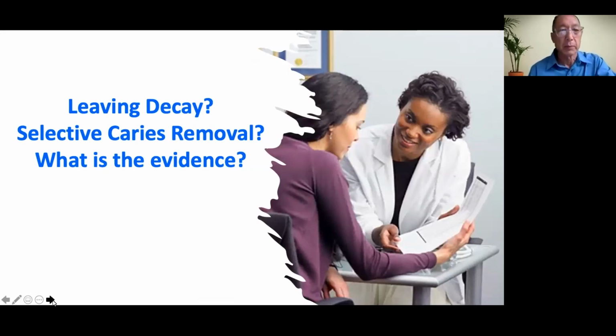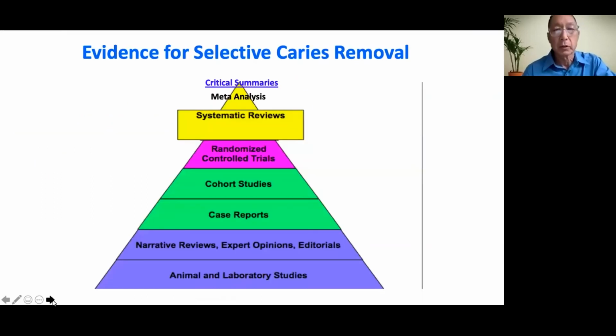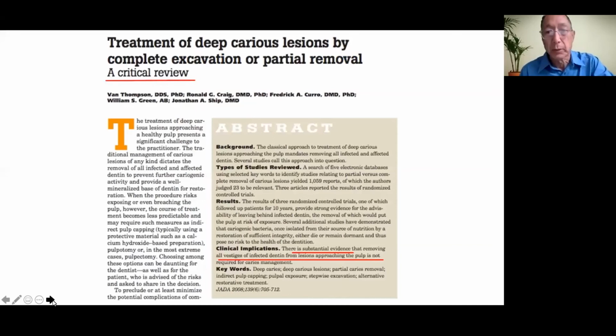He uncovered this about selective caries removal and cleaning the perimeter of the lesion by 2 millimeters. And so I'm going to just show you the level of evidence for that is quite high as well. A critical summary published in JADA by Van Thompson showed that there is substantial, not a little bit, substantial evidence that leaving all vestiges of infected dentin approaching the pulp is not required for caries management.